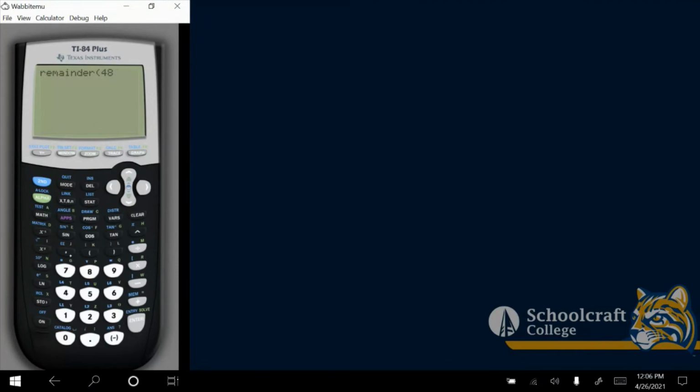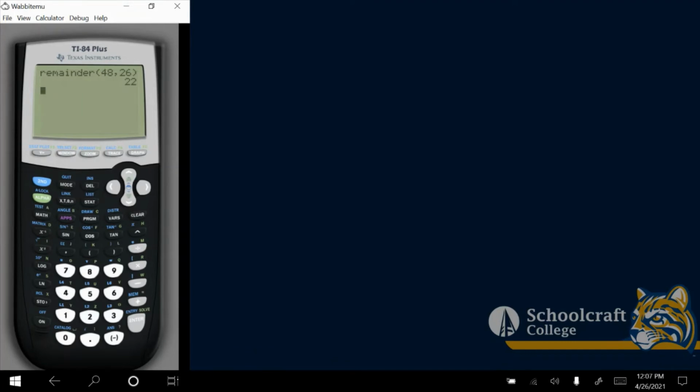Right above the 7 key is a comma. Let's go ahead and press that. And in the second and final slot, we're going to type in our modulus, which is 26, and close off the parentheses. If you press enter, your calculator gives you 22.